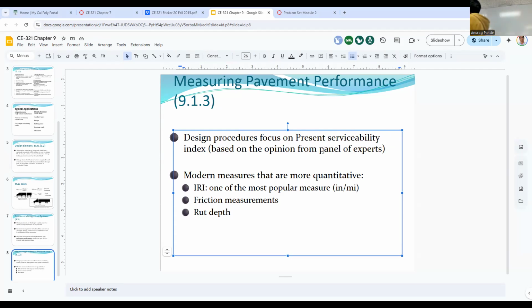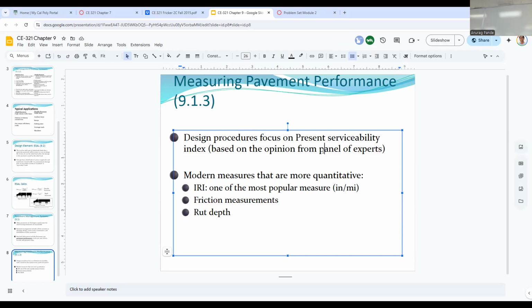The way they measure PSI is kind of interesting. It's very subjective in nature, although you have trained experts. You have folks ride on the pavement at the design speed, and then they rate the pavement performance, like how the ride was, whether it was comfortable and smooth. Then you take an average of the opinions of a panel of experts, and you get your PSI, present serviceability index.